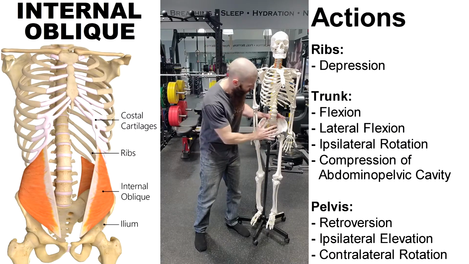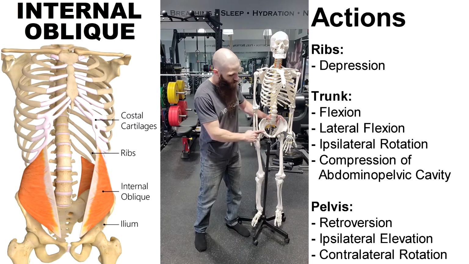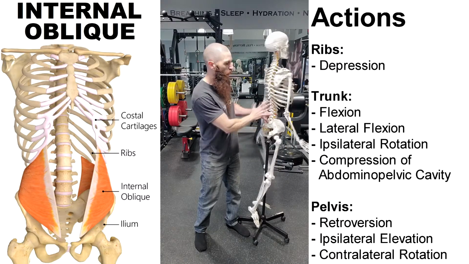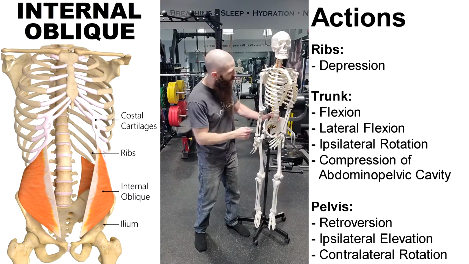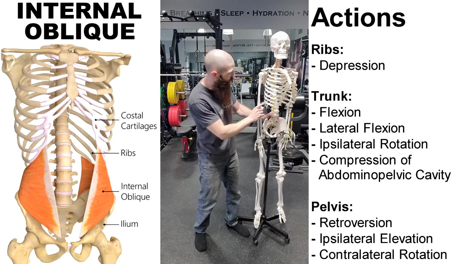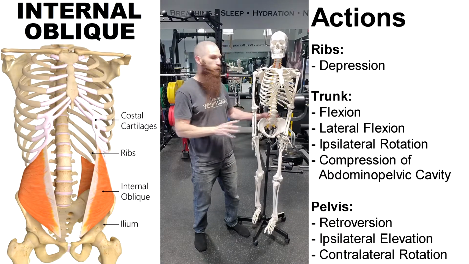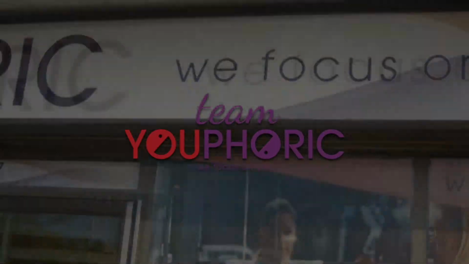The internal oblique attaches from the abdominal aponeurosis, the lateral 2/3 of the inguinal ligament, the iliac crest, and the thoracolumbar fascia, and then it's going to insert into the lower 3 ribs, so ribs 10, 11, and 12. And because it crosses the ribs, the trunk, and the pelvis.